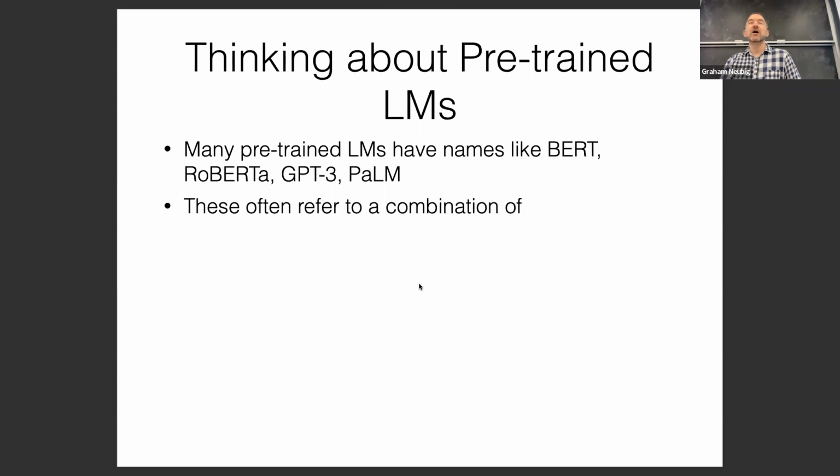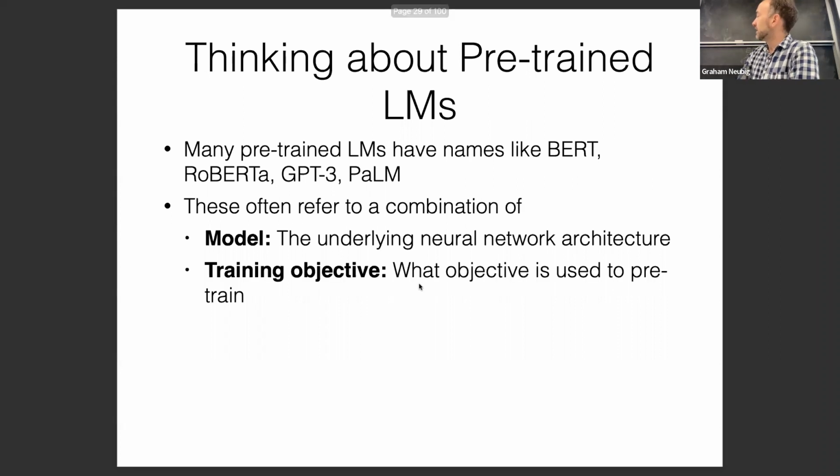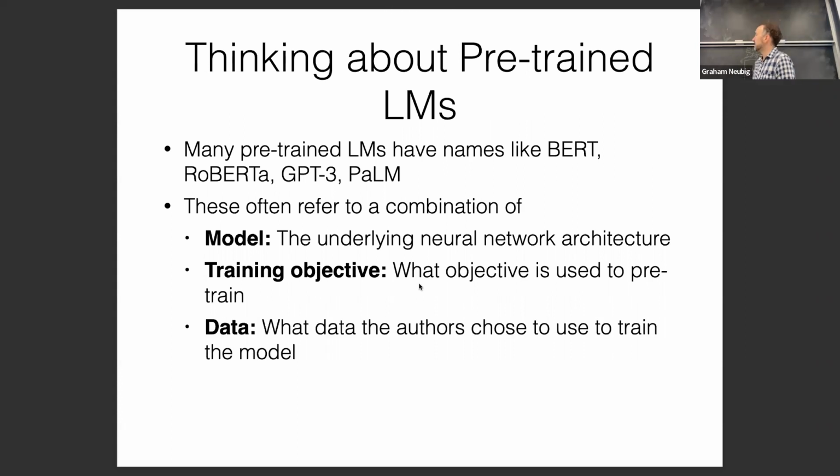These models, essentially what they do is they refer to a combination of several design elements. The first one being the model or the underlying network architecture. The next one being the training objective, like what objective is used to pre-train the model. Another thing is the data that they're trained on. And all of these things have an effect on the downstream performance of the model. And so I think it's worth thinking about all of them.